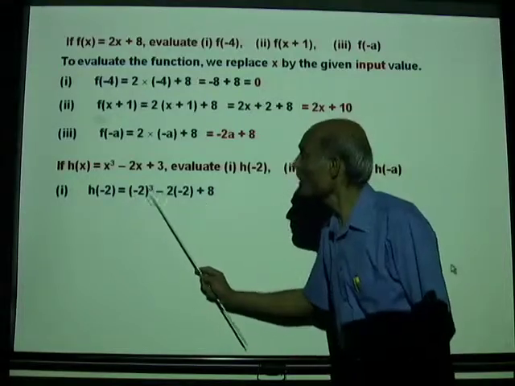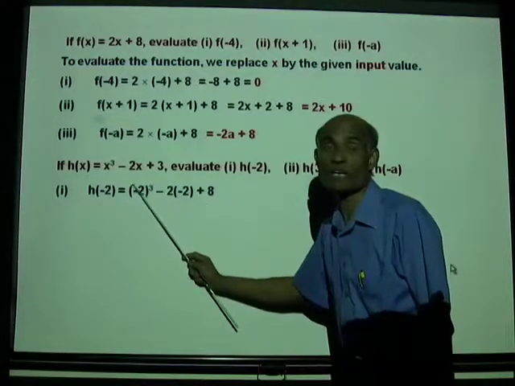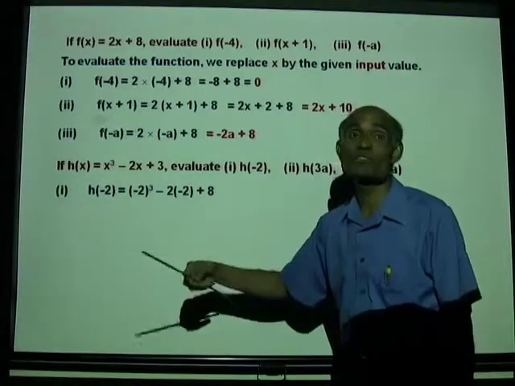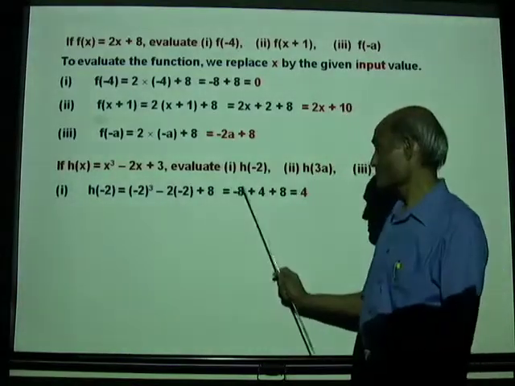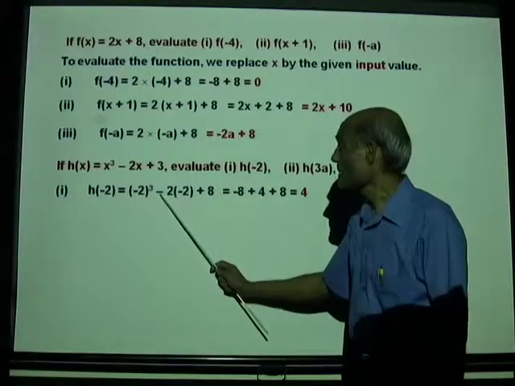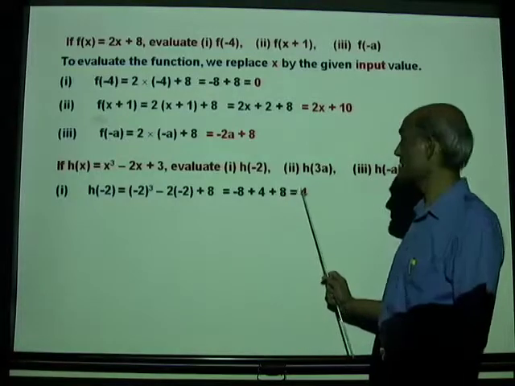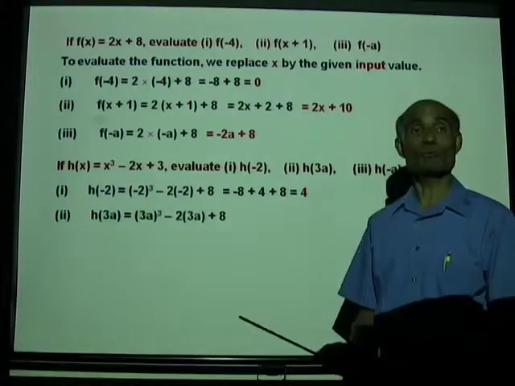And that is, what is negative 2 to the power of 3? Negative 2 times negative 2 times negative 2 is negative 8. So that will be negative 8. Negative 2 times negative 2 is positive 4 plus 8, and that's equal to 4.